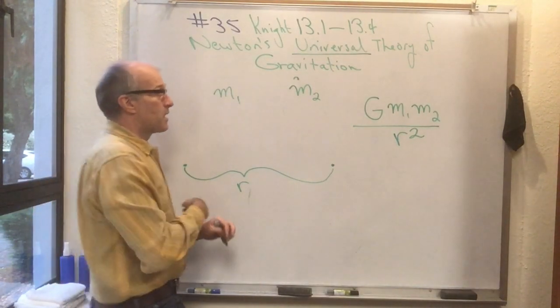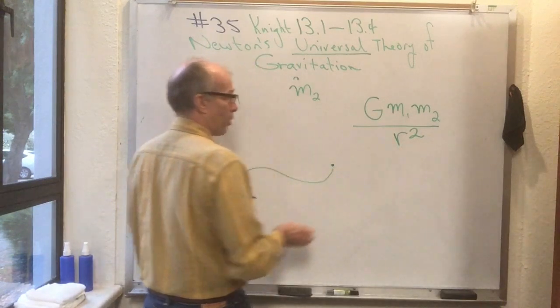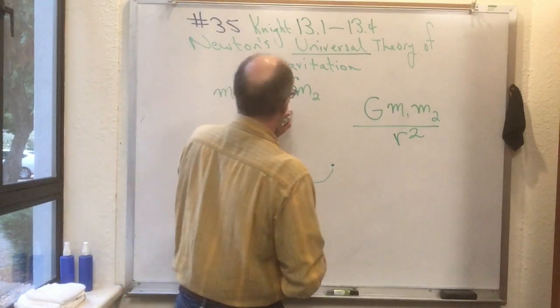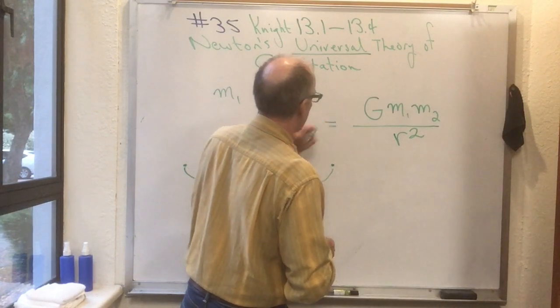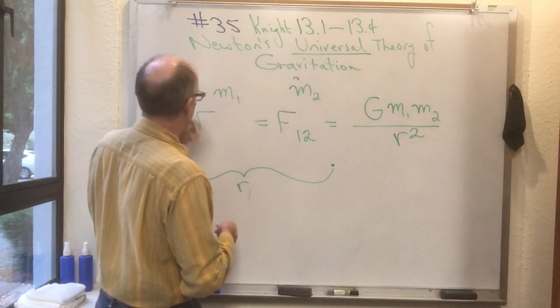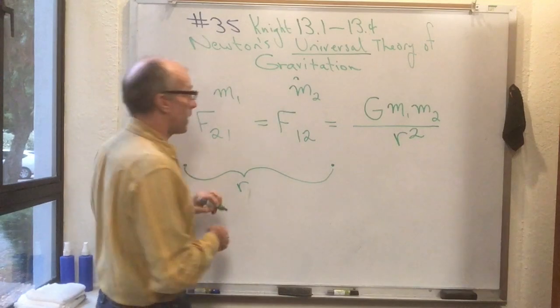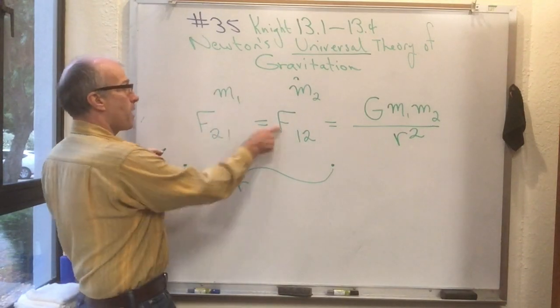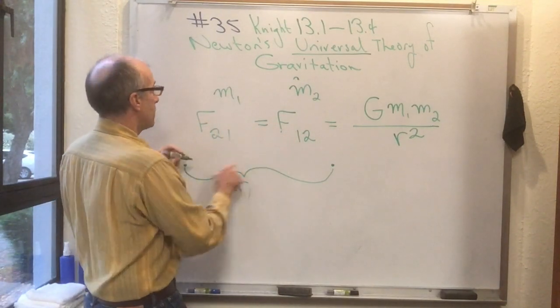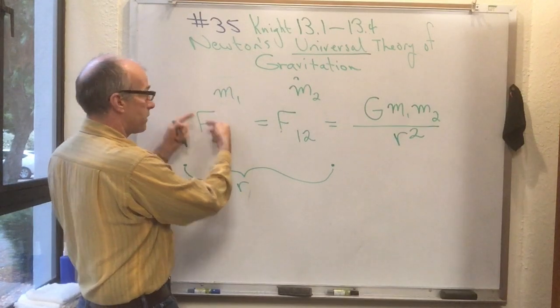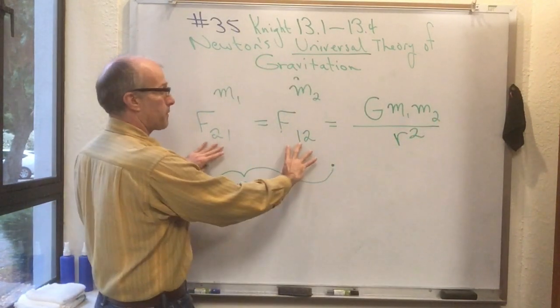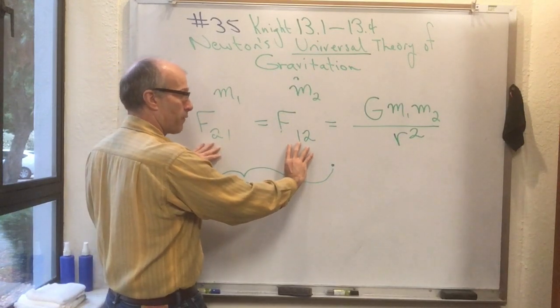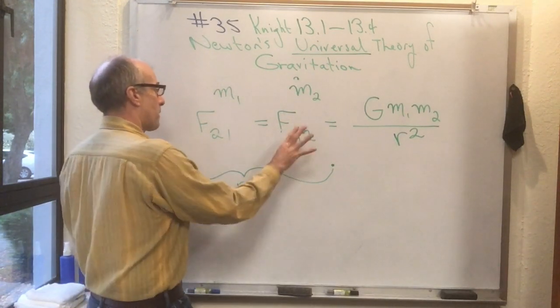So this is the amount of pull. And we can say that F of 1 on 2 is equal to that, and F of 2 on 1 is equal to that. And these are all magnitudes, okay? See how I've written that with no vector sign over it, and that with no vector sign over it, and there's no vectors over here. So what I'm talking about right now is the magnitudes of the forces. These are all magnitudes so far.